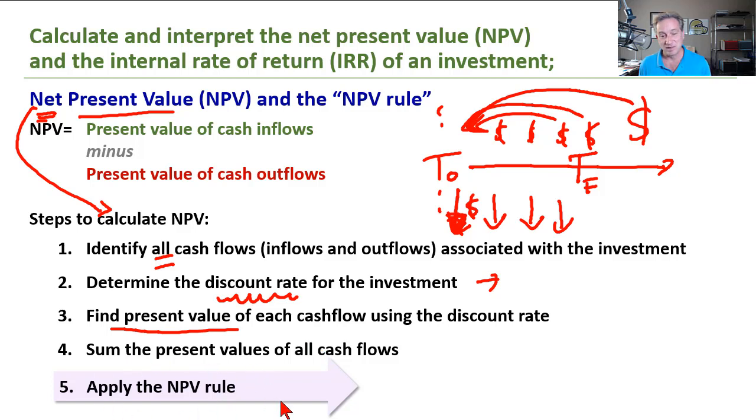And then we apply the NPV rule, and we don't need to make too much fuss about that. The NPV rule is really simple here. We go ahead with the project if the net present value is positive, and we do not if it's negative. So you see the NPV rule is pretty straightforward.